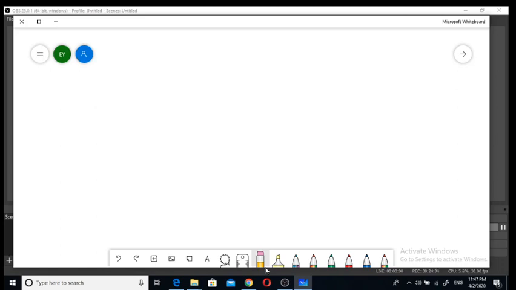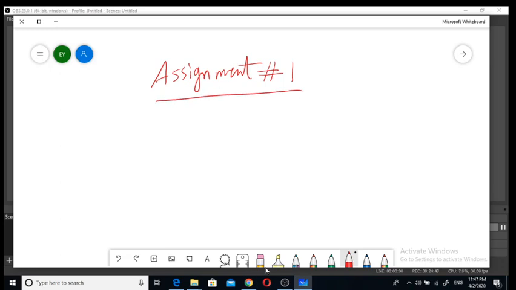Finally, the complex numbers lesson is over, but we have an assignment 1. In the textbook, Algebra 2, page 253, starting from example number 8 till 44.